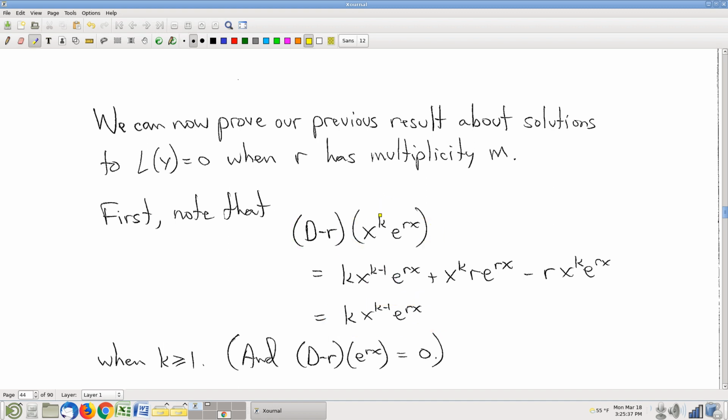That is when there are factors of x to kill off. When there are none, what does d minus r do to just an exponential? Well, you calculate it out and you just get 0. Let's do these calculations now that we've seen what the result is.